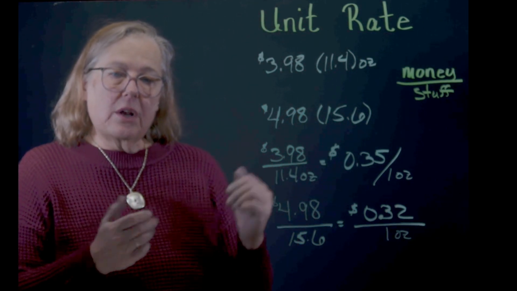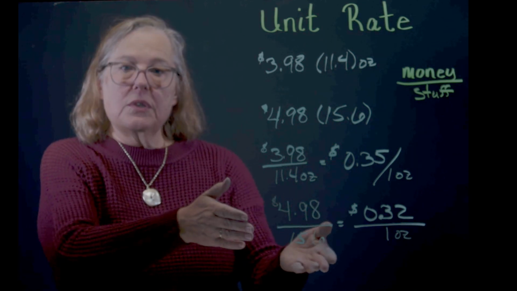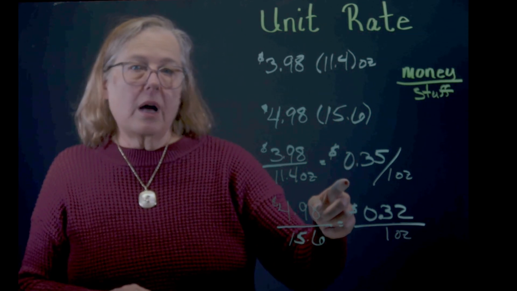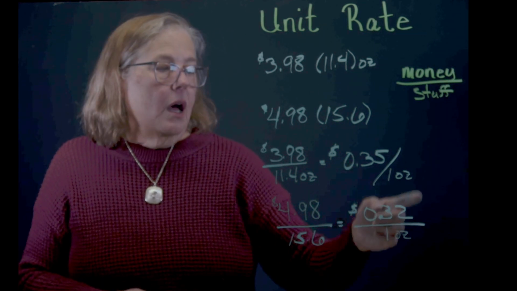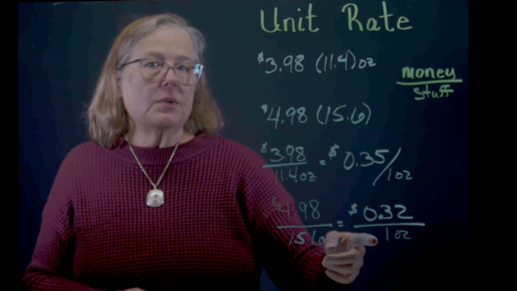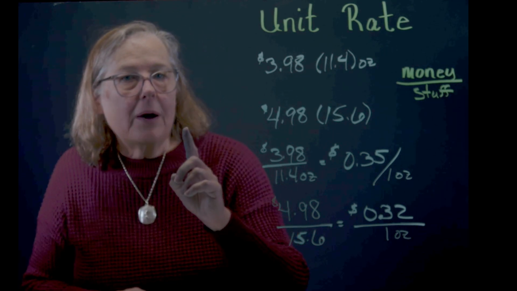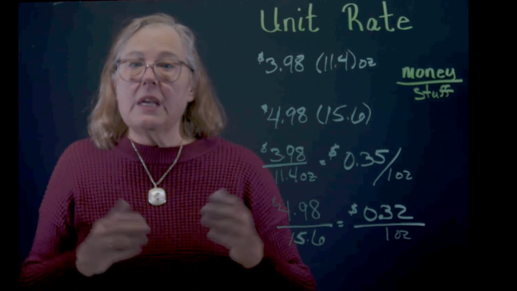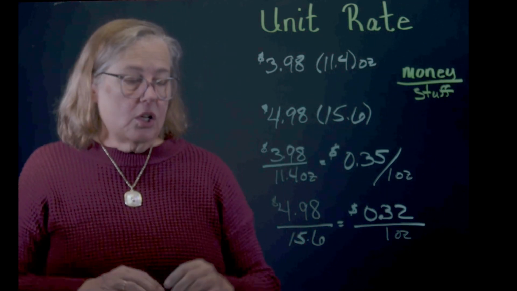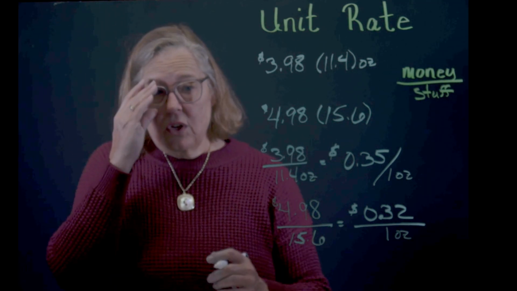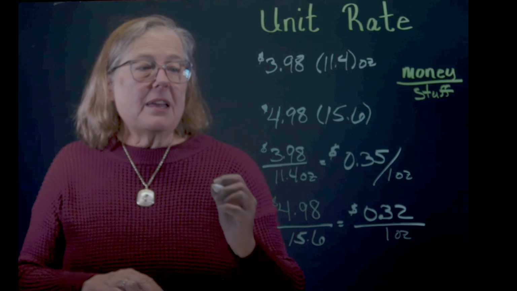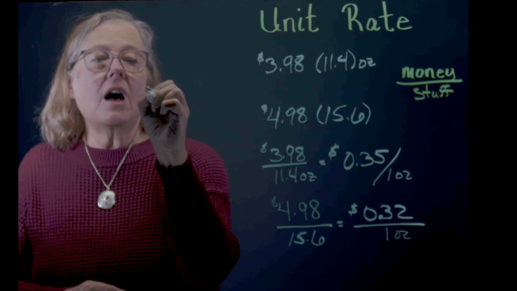So which one is the better deal? This one is, of course, right? Because the small box costs 35 cents an ounce, but the bigger box costs 32 cents an ounce. But wait, sometimes we get a coupon, like maybe in the mail, a coupon's going to come in. And if the coupon comes in, maybe it says, this is 50 cents off.